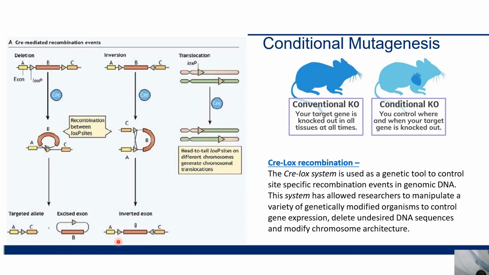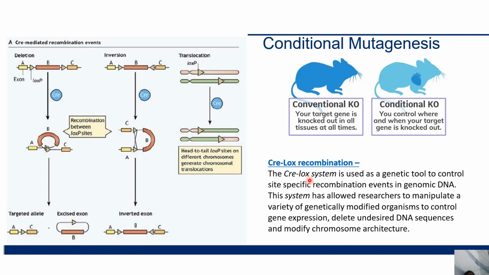Now, if you talk about conditional mutagenesis, if your target gene is knocked out in all tissues and all cell types, this is a conventional knockout. But if you want to do it conditionally, you control where and when, a spatiotemporal selection of where your targeted gene is knocked out. So in this case, the Cre-lox recombination system comes into play.